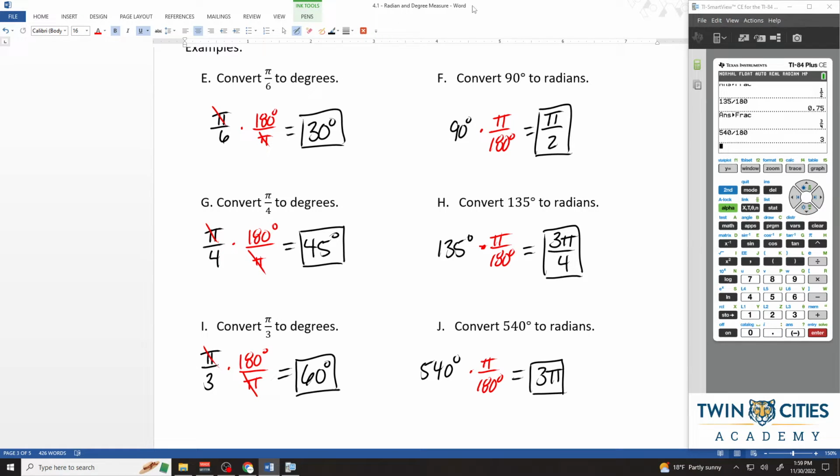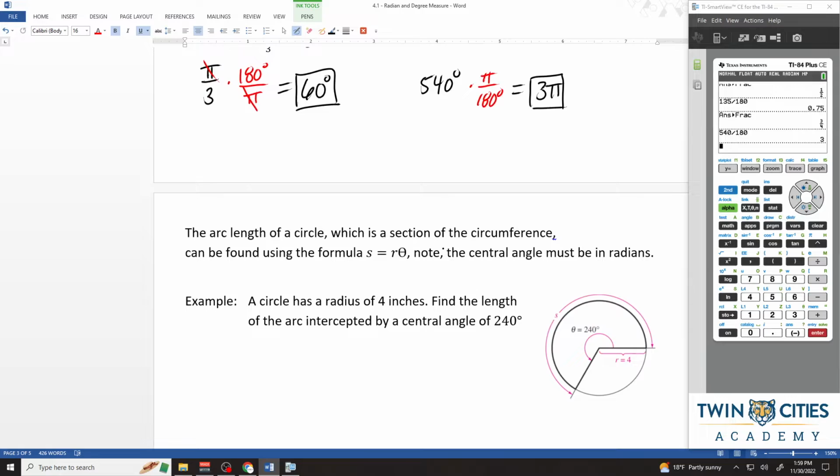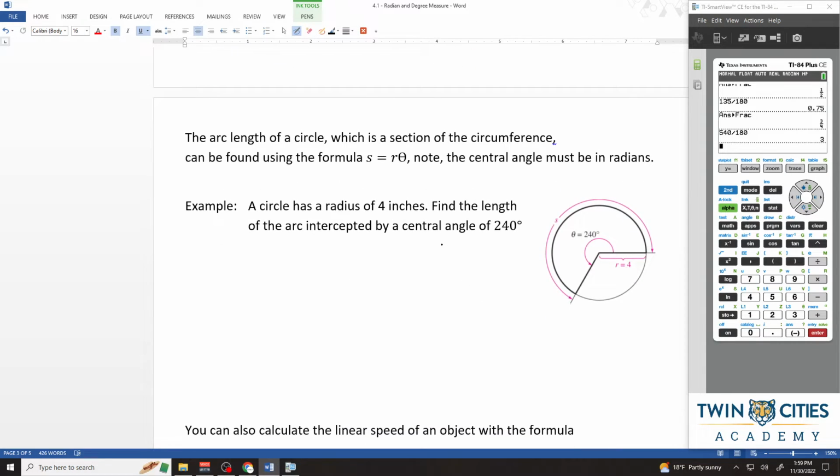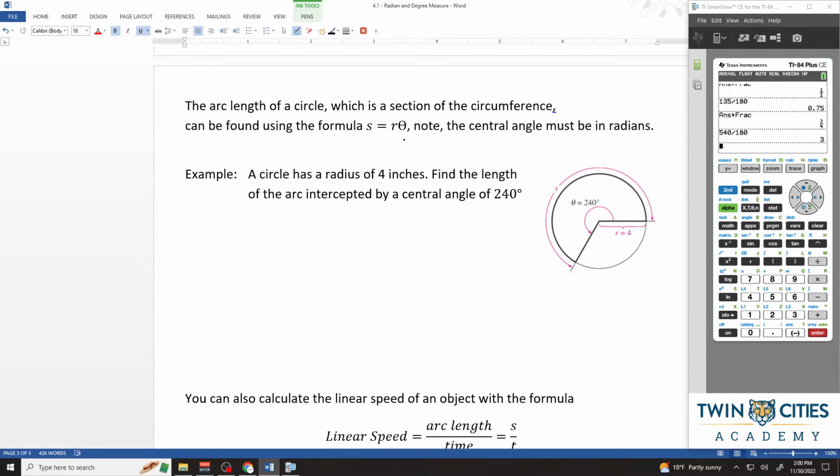Two more things I want to do. One, let's talk about arc length. Then two, let's use arc length in some kind of problem. So the arc length of a circle, which is a section of the circumference, can be found by using the formula S equals r theta.